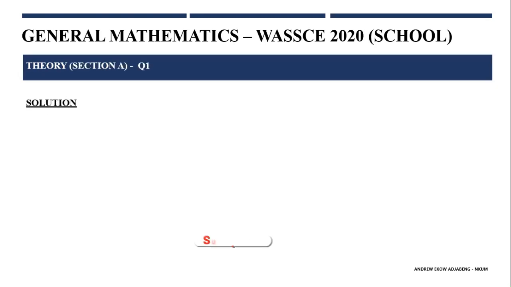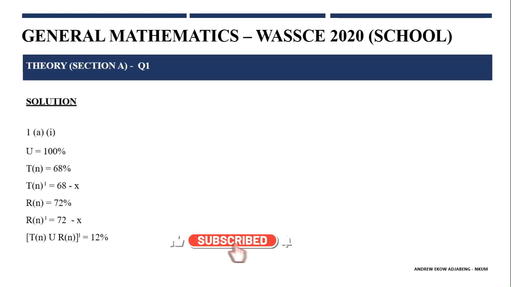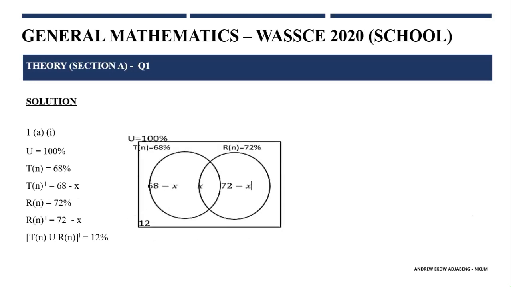For the first one, we have a Venn diagram question. First, we need to write the data down. We write the data for all the values. The universal set is 100, number of television viewers 68%, number of only television viewers will be 68 minus X, number of radio listeners is 72, and number of only radio listeners is 72 minus X. Now, for those who neither watch television nor listen to radio, it is 12%. So we have our table, and then we fix in the values based on the data we got.